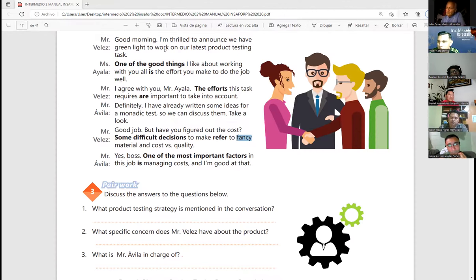Okay, well, as usual, we're going to practice the conversation. Remember, the way we can improve our fluency and pronunciation is by practicing. Reading is one of those activities that we can use to improve our fluency and pronunciation. There we go.